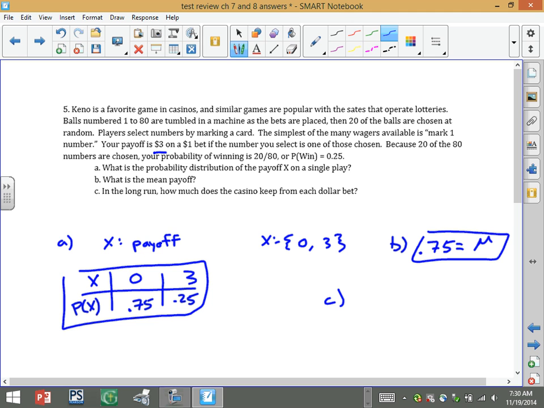So in the long run, how much does the casino keep from each dollar bet? Well, the mean payout is 75 cents, you pay $1 to play, which means the casino keeps 25 cents per play.